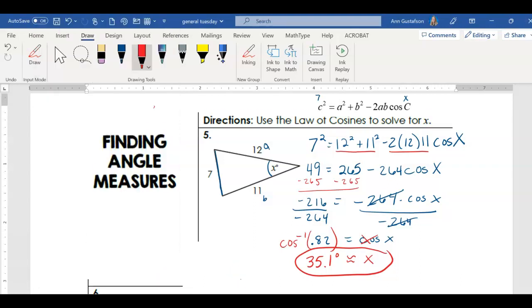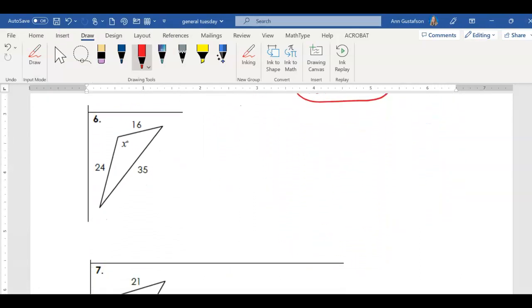Okay, let's try another one. Question 6. Formula is still the same. I'm looking for an angle and a side that are opposite each other. So here's my angle, and then here's my side. So that's my big C and my little c. So my little c is 35, and then my A and my B in any order are 16 and 24. Minus 2 times A times B times the cosine of the angle, and we don't know what the angle is. So this is me just plugging into that formula.